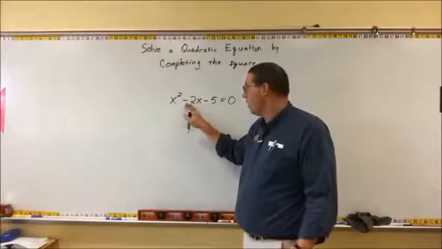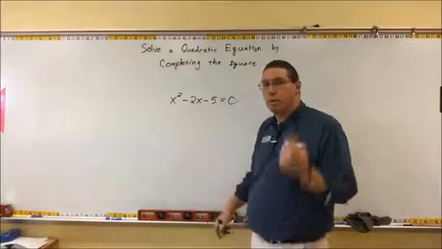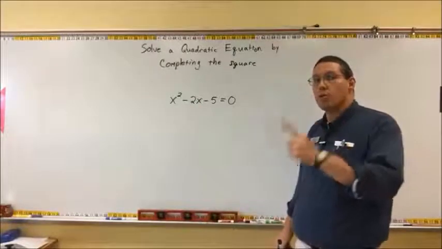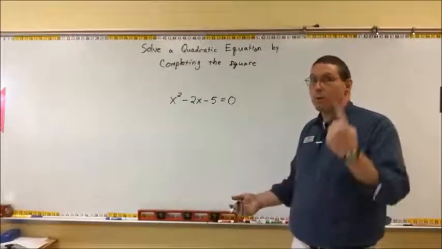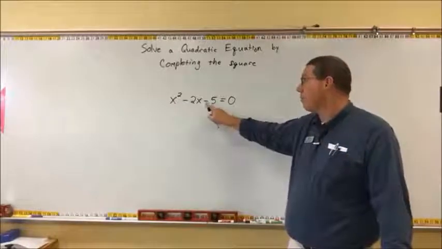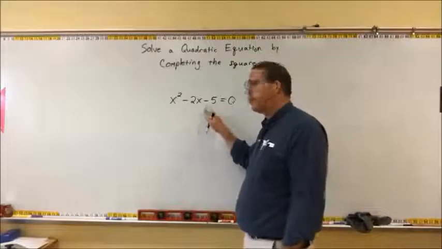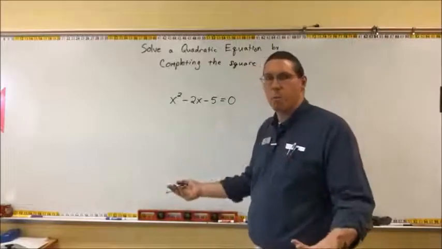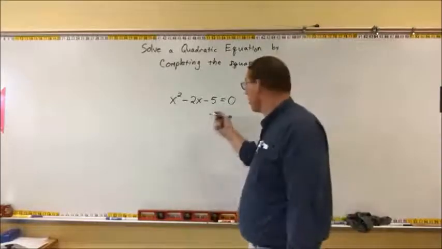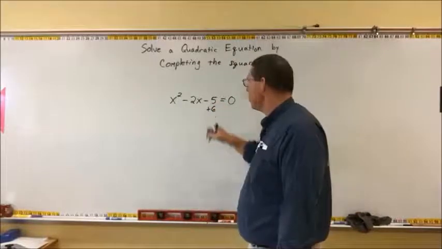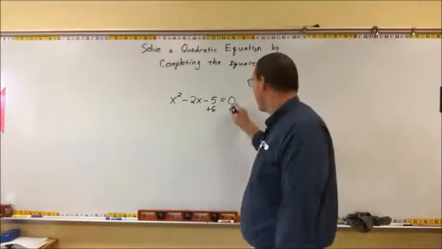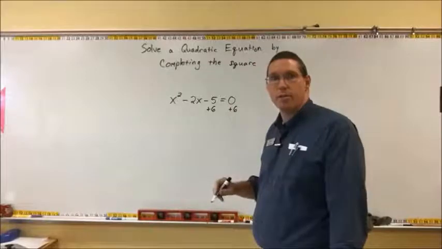Well, if we go over here, half of 2 is 1. And what is 1 squared? 1 squared is 1. So we would like to have a plus 1 here, but we don't. We have a negative 5. Well, how can we turn a negative 5 into a positive 1? Well, we can add 6. So if we add 6 here, it'll become positive 1. And if we add 6 there, we have to add 6 to the other side.